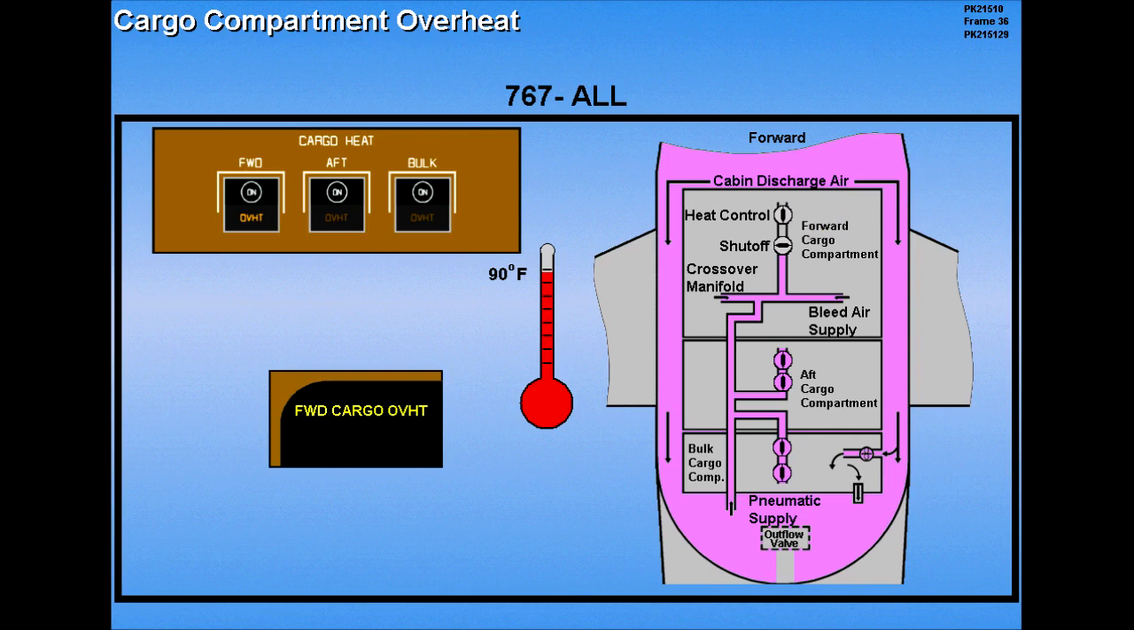When the compartment temperature drops below 90 degrees Fahrenheit, the overheat light extinguishes and the advisory ICAS message is canceled. The shutoff valve then modulates to maintain a temperature between 80 and 90 degrees Fahrenheit. The decision to allow cargo heat to cycle at 90 degrees may be based on the type of cargo in the compartment.